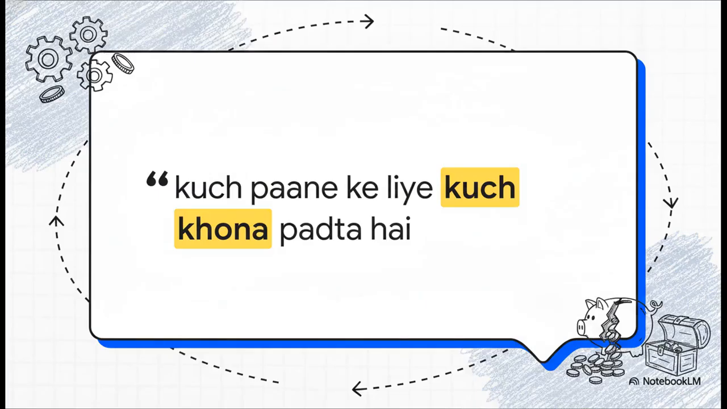To really wrap our heads around this cost, there's this great quote from the legendary actor Shah Rukh Khan that perfectly sums up the economic principle. He said, "Kuch paane ke liye, kuch khona padta hai." To gain something, you must lose something. In a world of fixed resources, you just cannot get something for nothing.